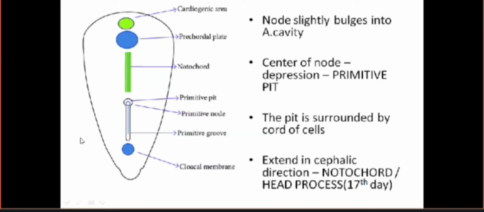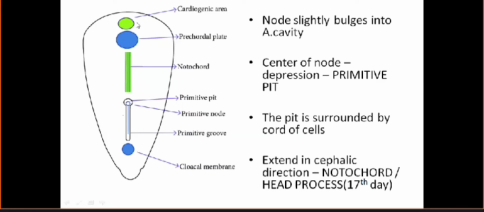This is the fate of the germ disc by the end of the third week of development. In the central area we see the primitive streak. On its cranial end we see a knob-like elevation called the primitive node or Hensen's node, which slightly bulges into the amniotic cavity. The center of Hensen's node has a depression called the primitive pit, surrounded by a cord of cells. Extending in the cephalic direction above the primitive streak, we see the notochord, precaudal plate, as well as the cardiogenic area.